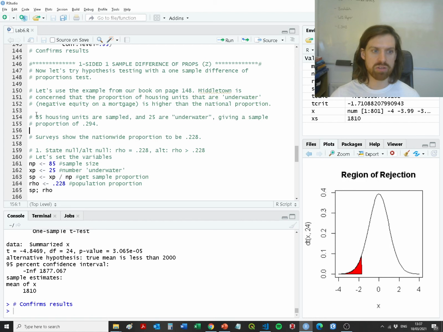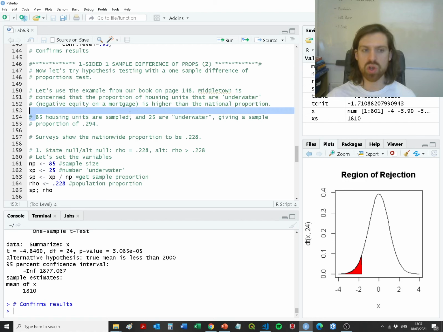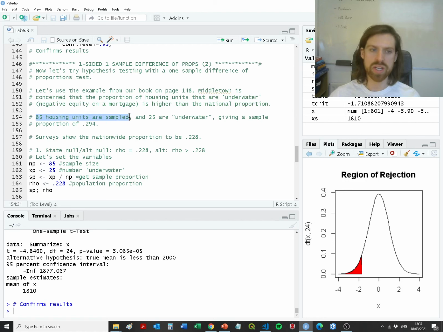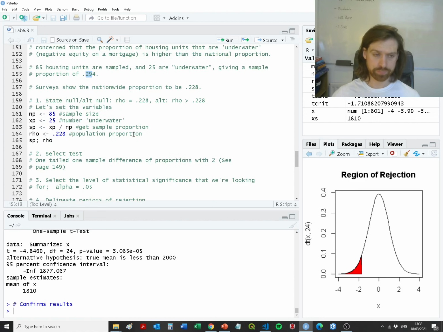So imagine there are 85 housing units sampled within this fictional town, and 25 of them sadly are underwater, so in negative equity, giving a sample proportion of 0.294, so 29.4% of houses are underwater. The survey nationally shows that the proportion is about 0.228, so 22.8% of homeowners are in negative equity.